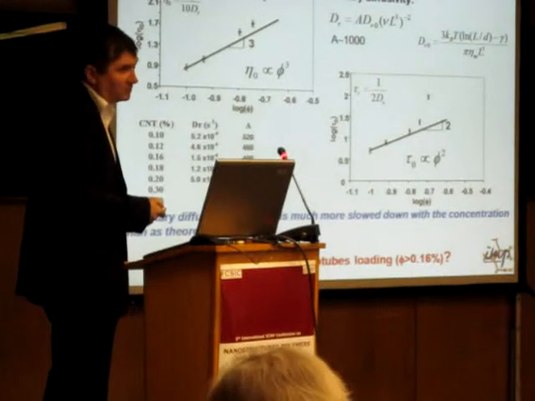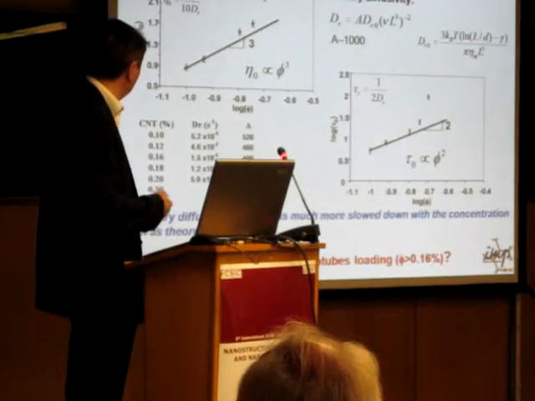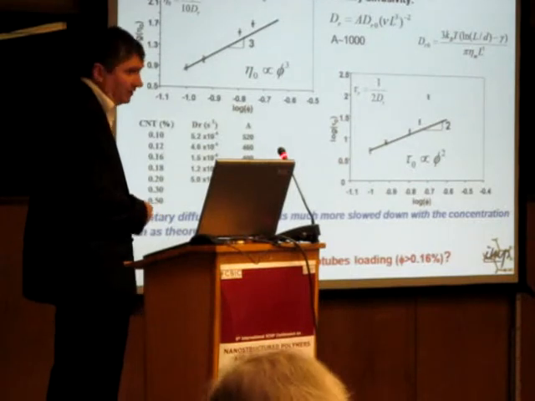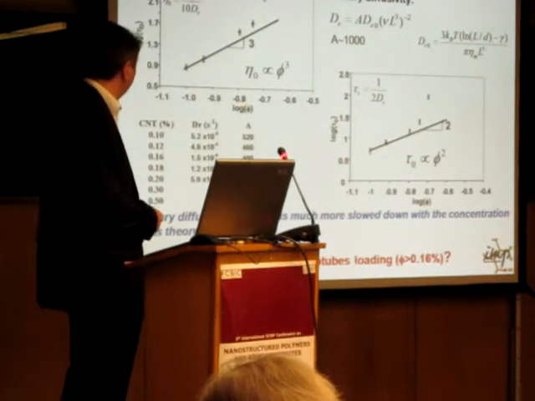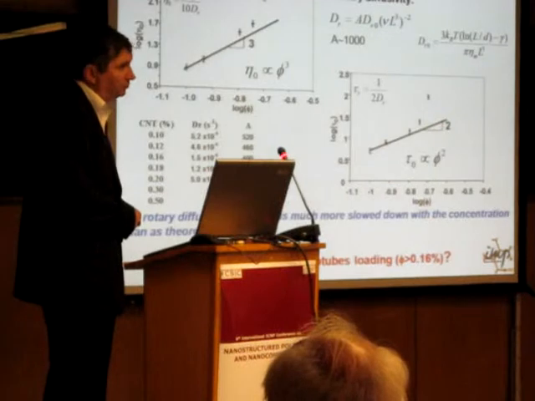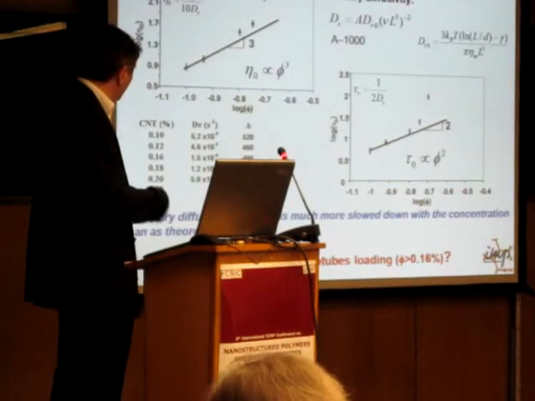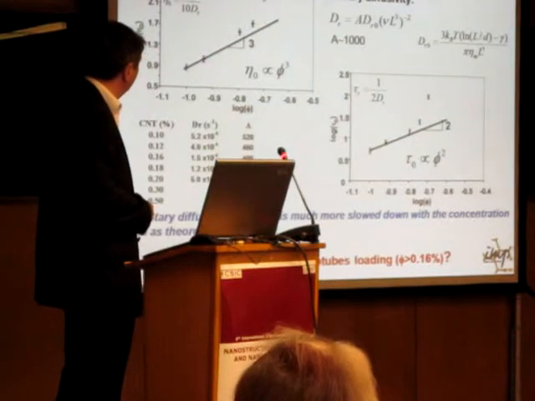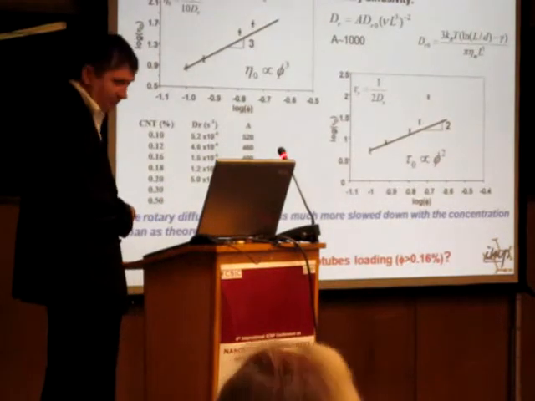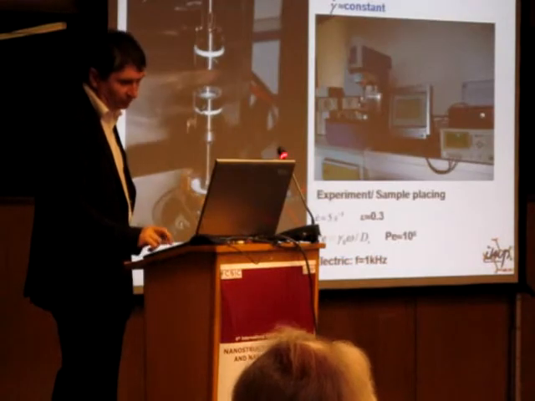perspective. What does this result mean? The result means that we have an effect, we suppose, of clustering of nanotubes in the semi-dilute regime. And now we are going to try to understand this phenomenon of clustering of nanotubes.